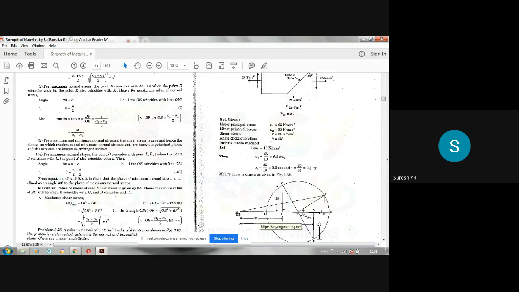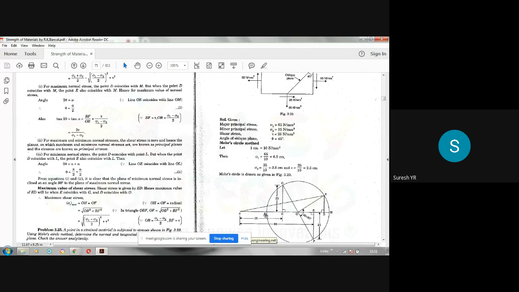So this larger one, AM, is called the major principal stress. AL is called the minor principal stress. Anyway, you are drawing on a graph sheet, so you will know the distance between these two. Convert that using the scale; you multiply that by 10.